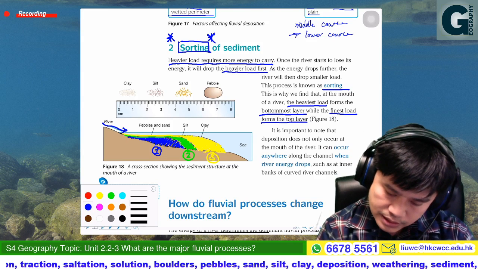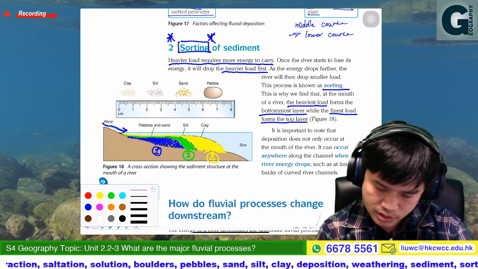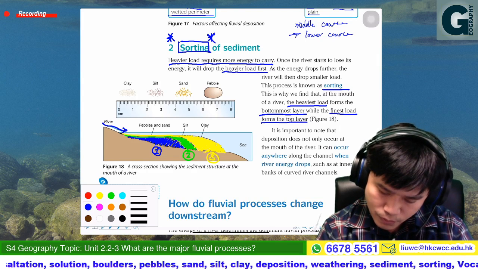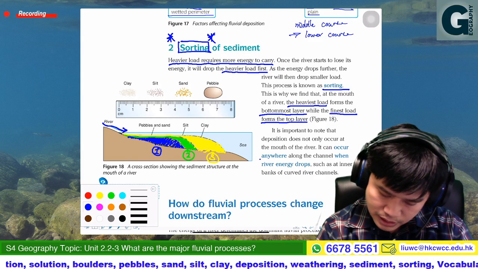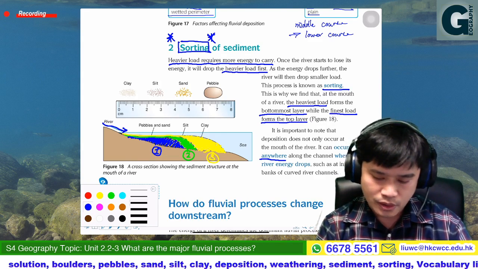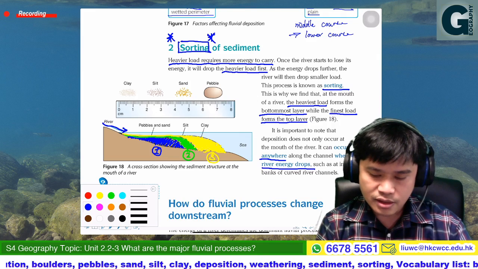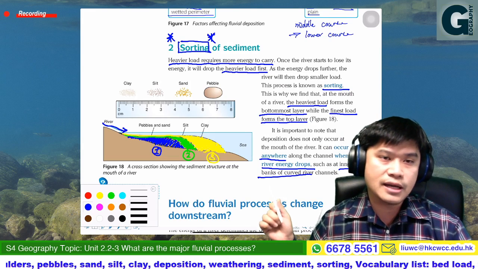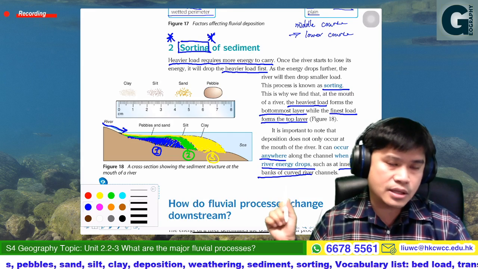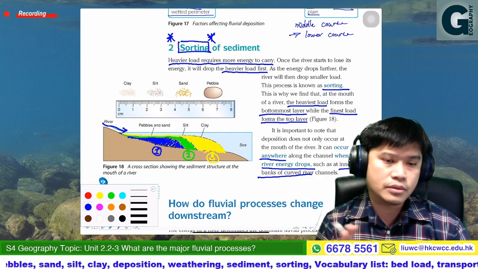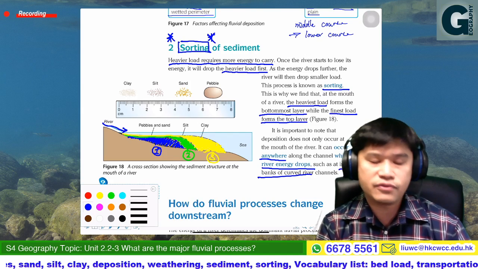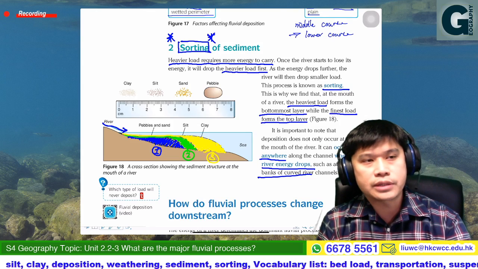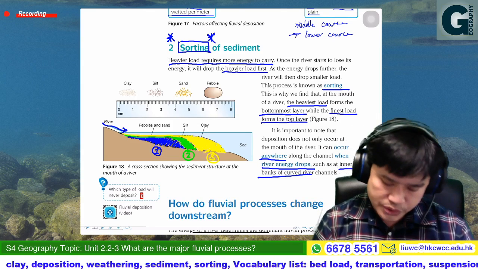Okay, so therefore, let's have a look at the last paragraph for sorting. It's important to note that deposition does not occur only at the mouth of the river. It can occur anywhere along the channel when the river energy drops, such as the inner banks of curved river channels. I will explain it later. You will see that in unit 2.3 when we talk about the features in different sections of the river. So that would be about transportation and also deposition.